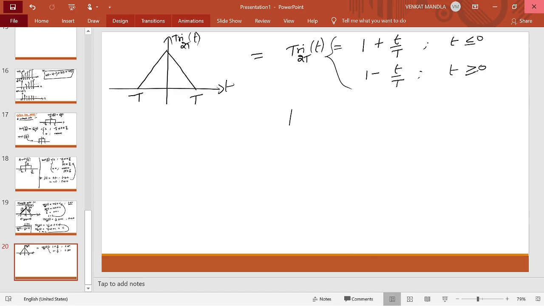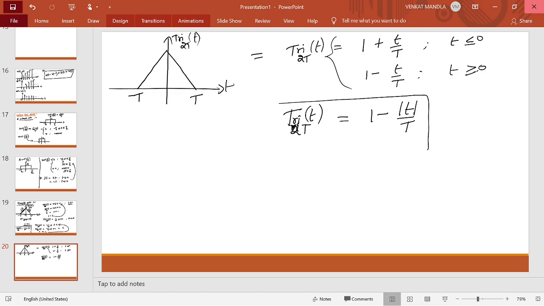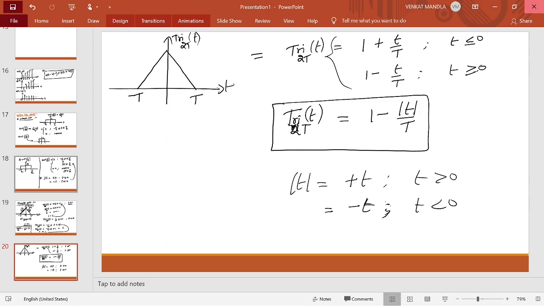But I can also represent this like triangular 2t of t equal to 1 minus mod t by T, without specifying the limits. Because this mod t is plus t for t greater than 0 and equal to minus t for t less than 0. So you can substitute these things in place of mod t. For t greater than 0, you have plus t. So from this you will get this equation: for t greater than 0, 1 minus t by T. For t less than 0, mod t is minus t. So substitute minus t in mod t. Then you will get minus of minus plus, 1 plus t by T. You will get 1 plus t by T for t less than 0. That's how I have written.